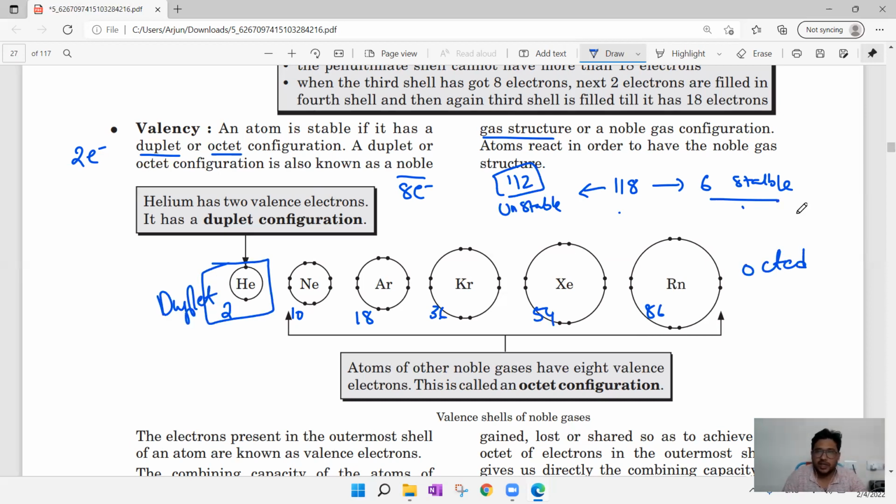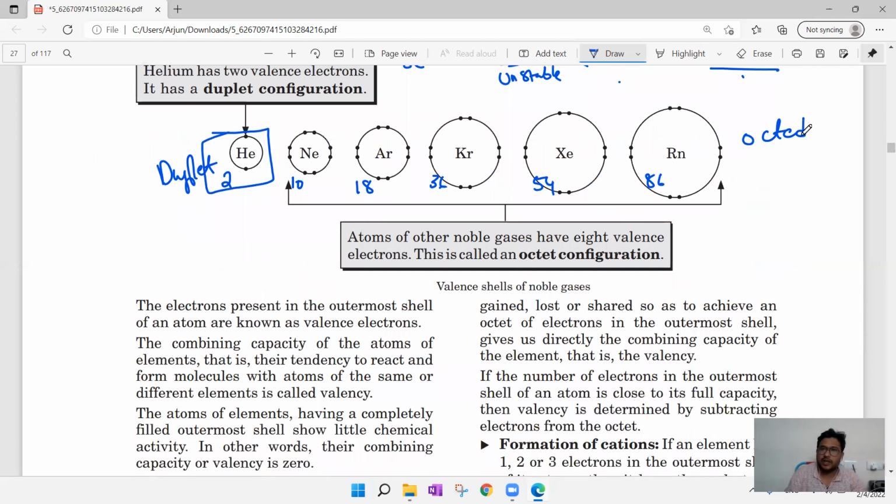And the general electronic configuration of the octet is ns2 np6. What is ns2 np6 in the sense that if you write the electronic configuration of neon, atomic number 10, we can write it as 1s2, 2s2, 2p6. You see here, this is the outermost orbit, 2s2, 2p6. It means in place of n, if you substitute 2, it becomes 2s2, 2p6.